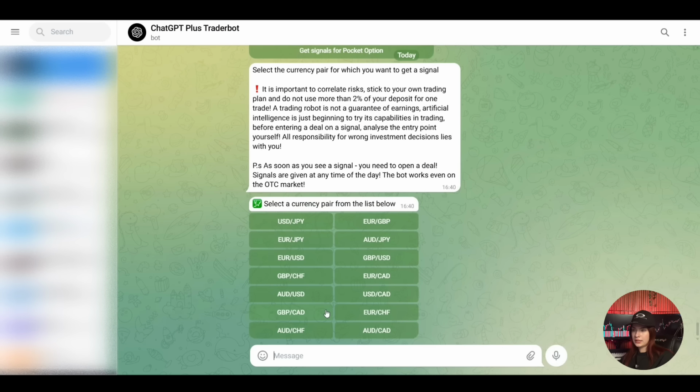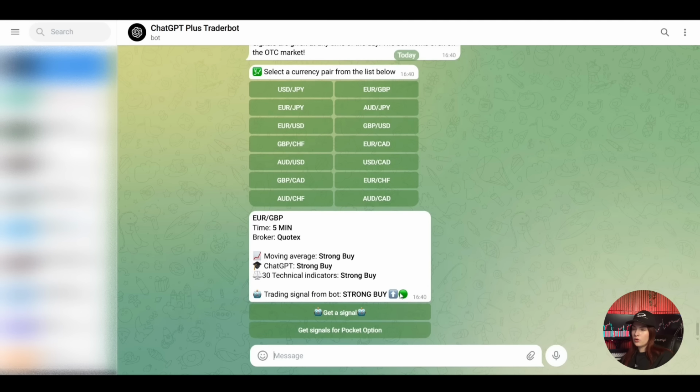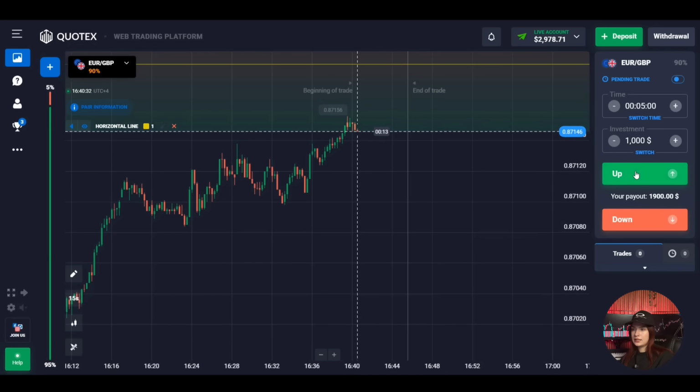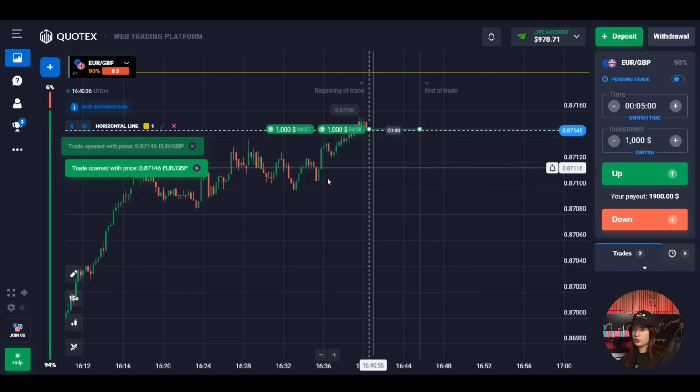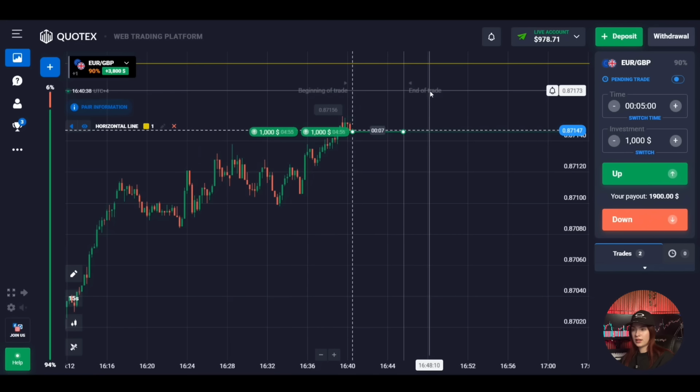Now we will find the currency pair we need in the bot's list and click on it, and we are offered to open a deal to go up. Well, I agree with the bot and click the green button. We will now try to make money on this possible upward movement to bring the price closer to the level. I hope that 5 minutes will be enough for us in this case, guys.